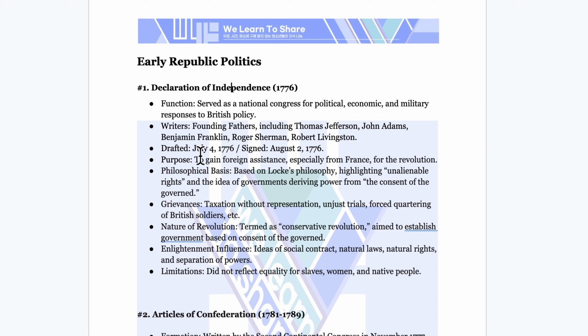It was drafted on July 4, 1776 and was signed on August 2nd, 1776. The Declaration functioned as a response to British colonial policy, and it served as a national congress's response. The writers are called the founding fathers, including Thomas Jefferson, John Adams, Benjamin Franklin, Roger Sherman, and Robert Livingston. They sought to justify the revolution and to gain foreign assistance, especially from France, for the American Revolution.